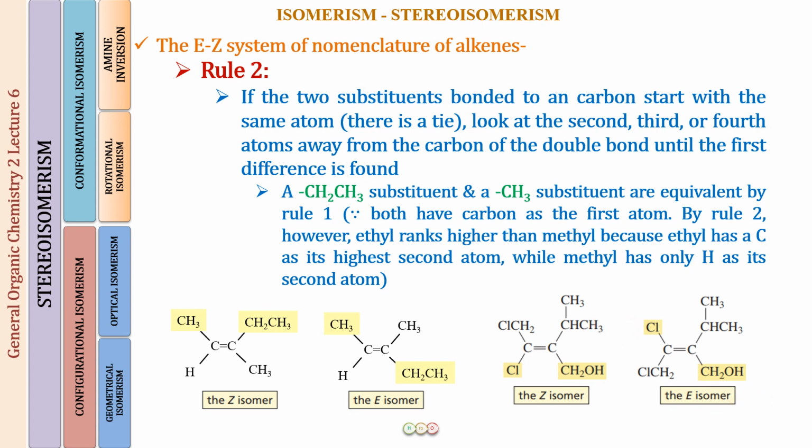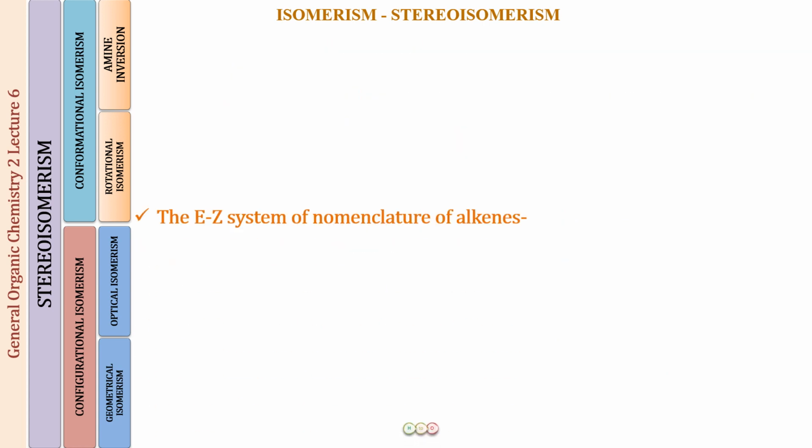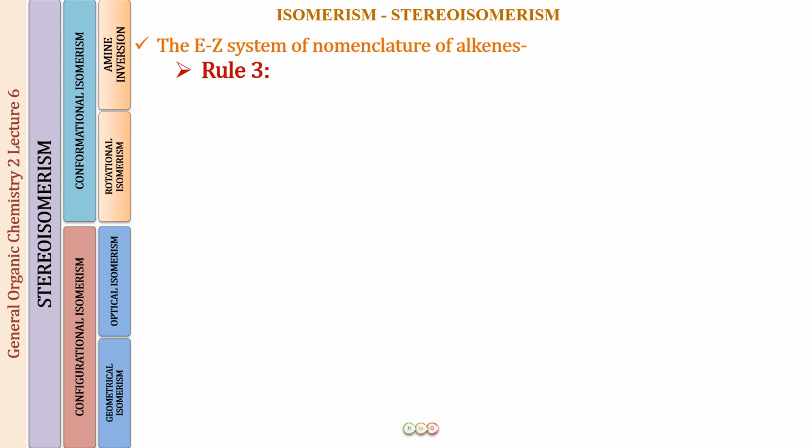Okay, clear? Good. Now the next rule is rule number 3, and this rule is going to be the most important rule for you people. Please do be very attentive in understanding what I am going to explain to you now. If you do not understand it, well, you're bound to make mistakes in the EZ system of nomenclature.